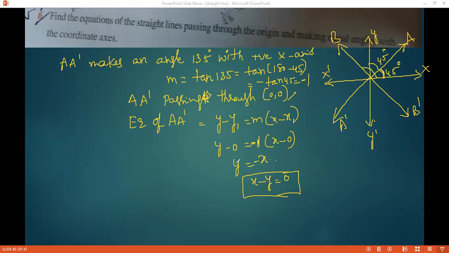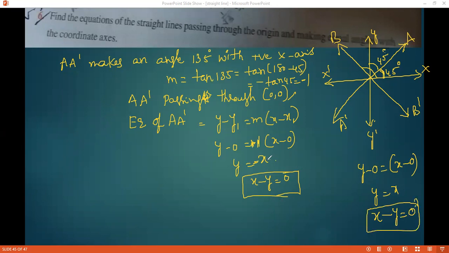Sorry, in the previous case, y is equal to minus x. We got plus x. No, one minute. y minus 0 is equal to x minus 0, right? y is equal to x. Sorry, y is equal to minus x. That is x minus y is equal to 0, in the previous case.